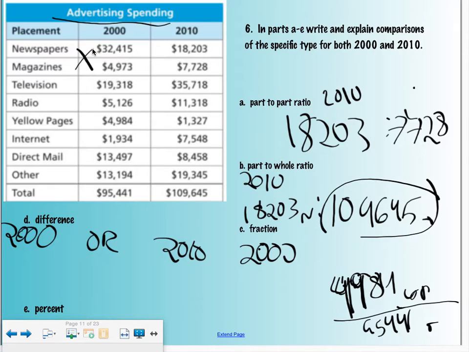So, any other questions on picking information out of the table, writing comparisons? Arda? Can I go to the bathroom? Sure.